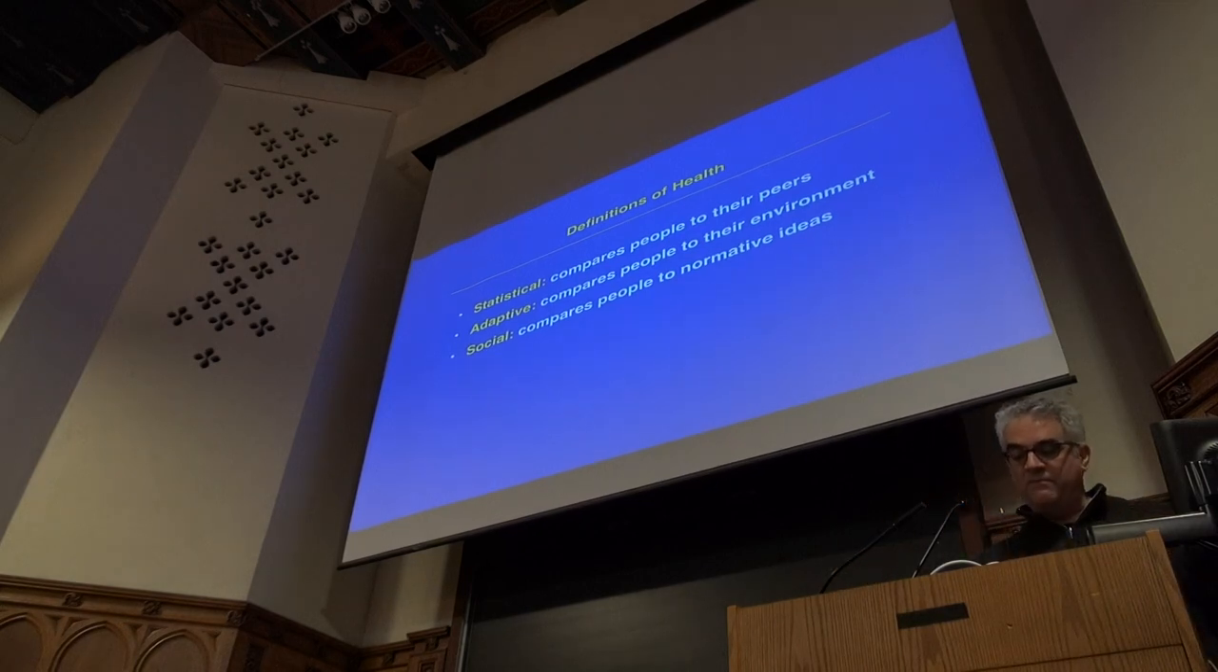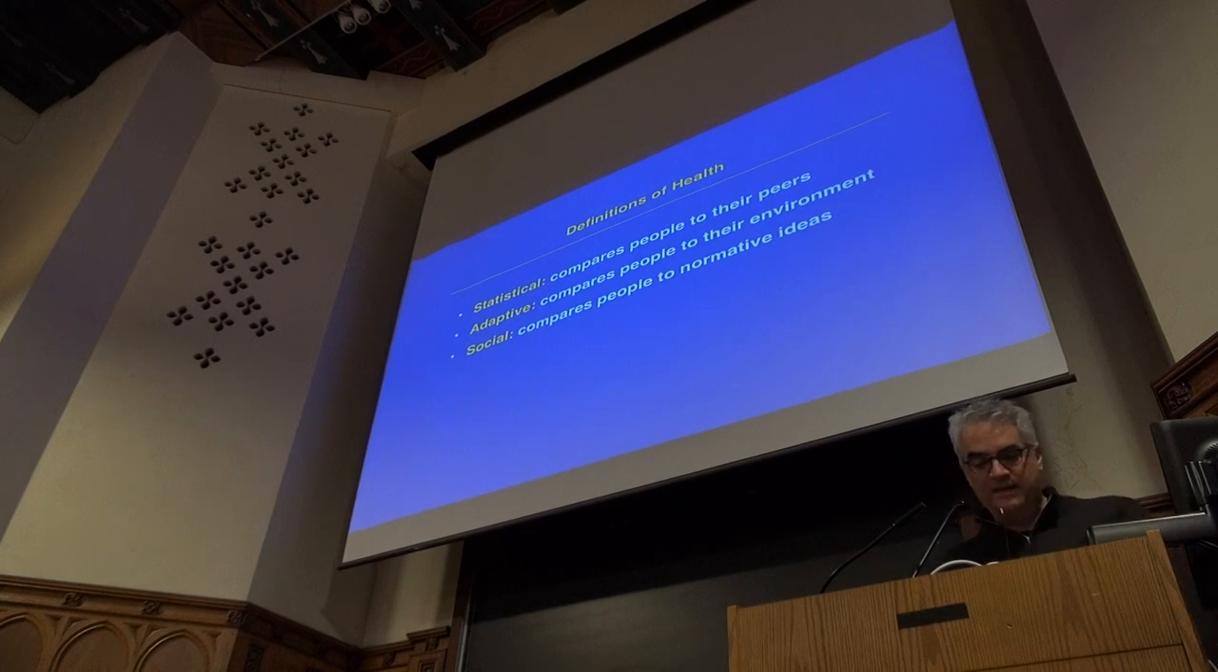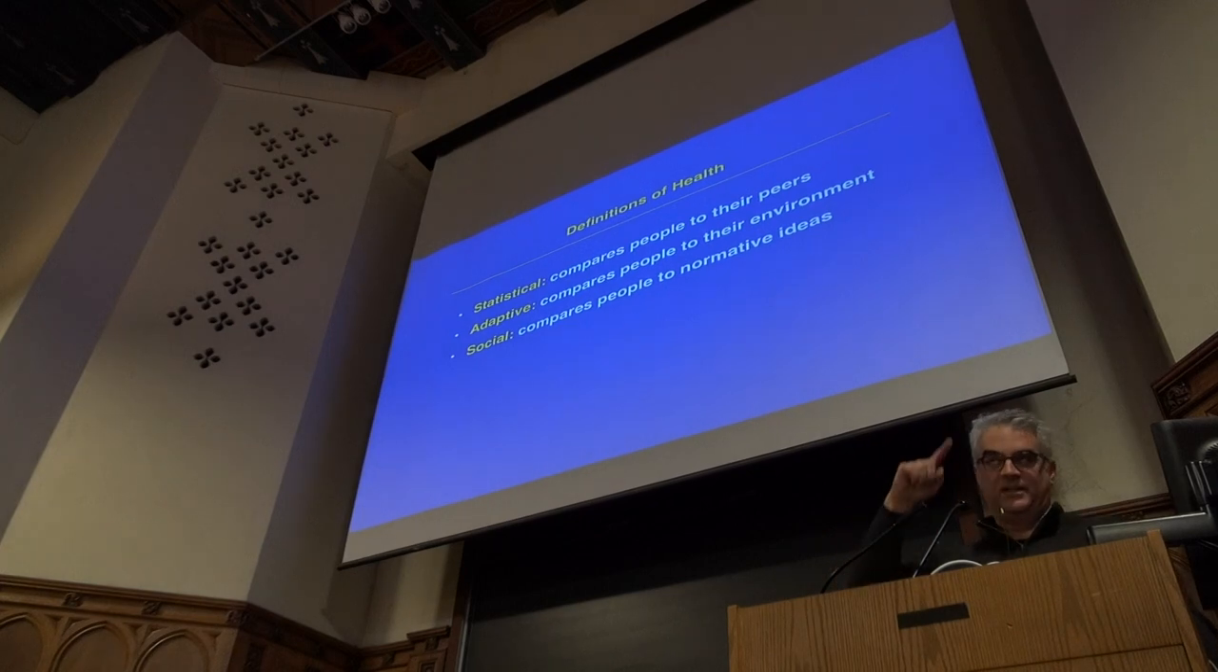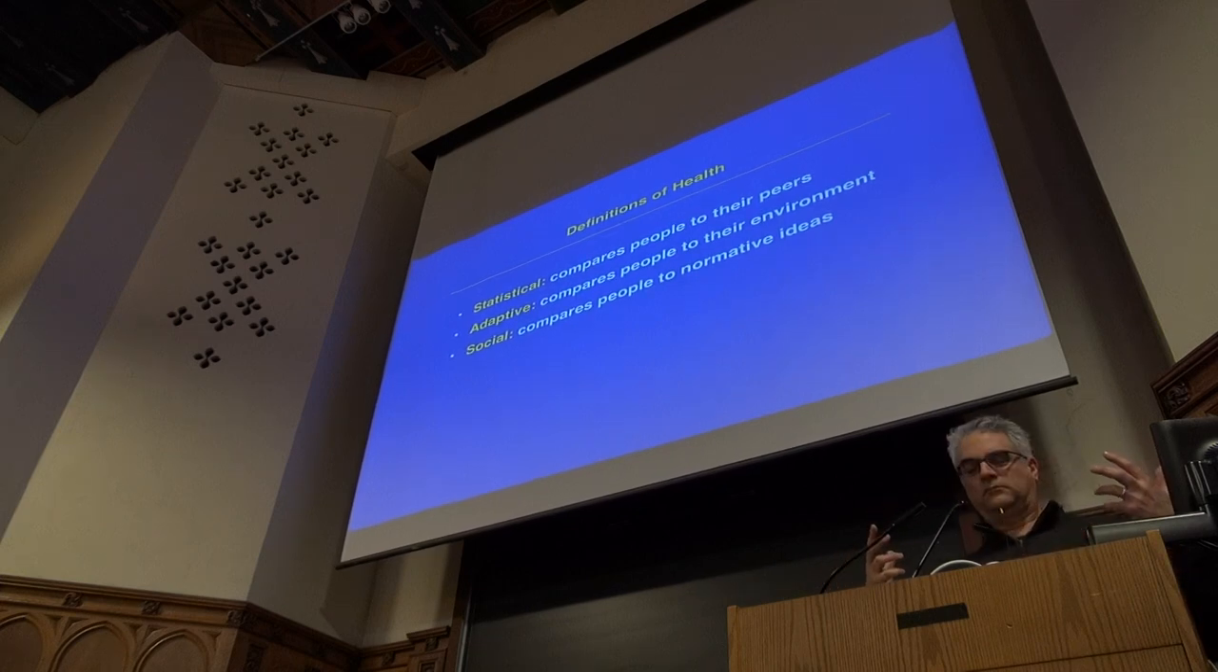Anyway, we've been thinking about different ways of defining health or defining medical conditions. A couple weeks ago, we introduced the statistical standard, which compares people to their peers, the adaptive standard, which compares people to their environment, and the social standard, which compares people to normative ideas. Note that this normative standard is not the same as the normality statistical standard in the first category. Another way of understanding this social standard is to say that illness is socially constructed.